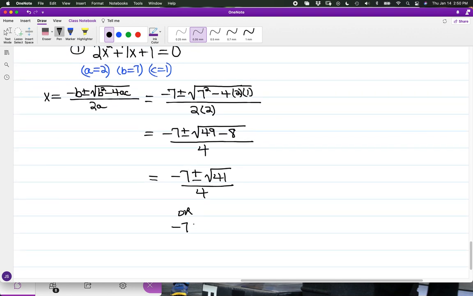And in terms of just itemizing, at the upper end we have negative 7 plus the square root of 41 all over 4, as well as negative 7 minus the square root of 41, also over 4.